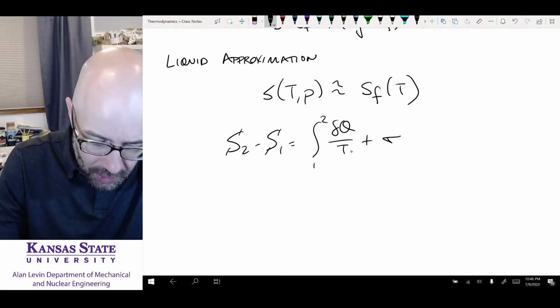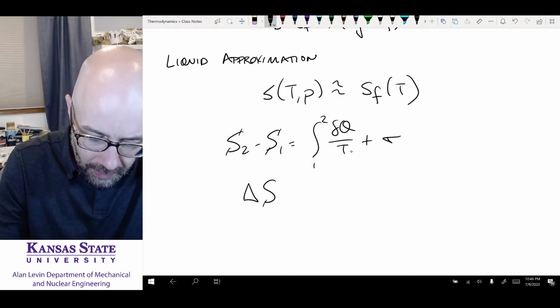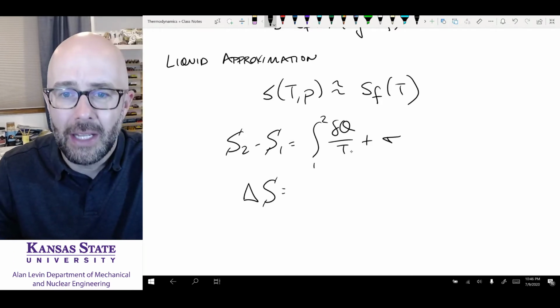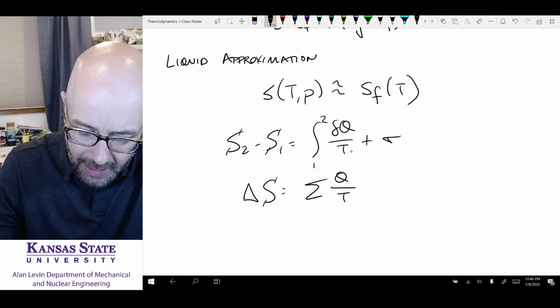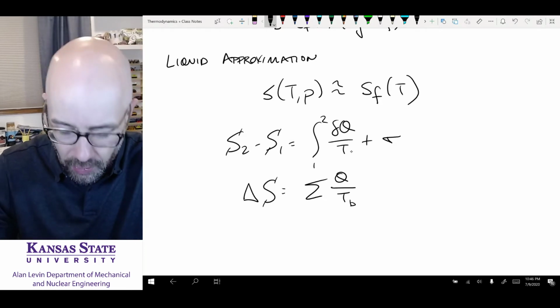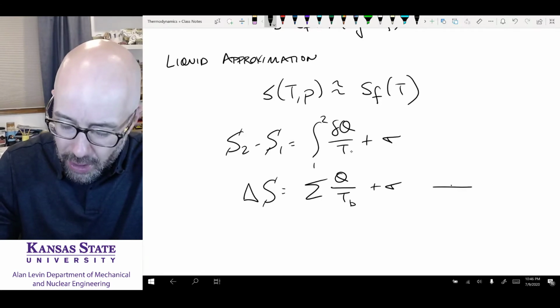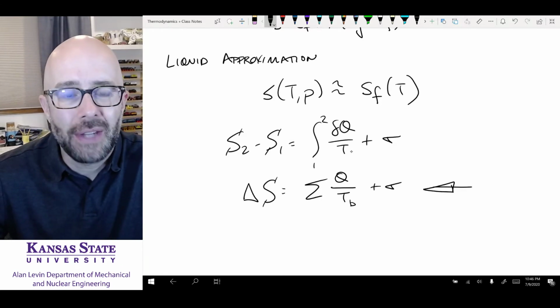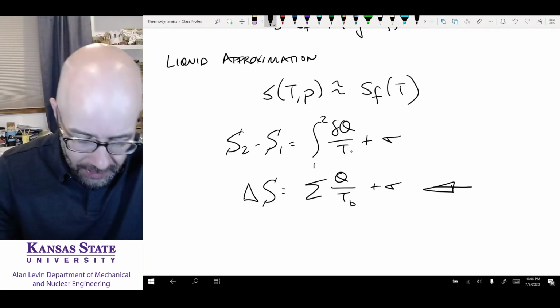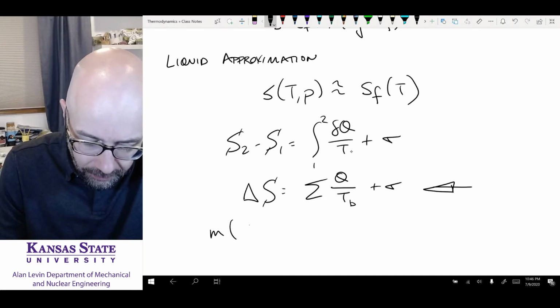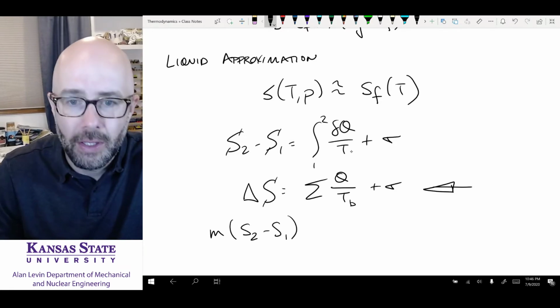I'm going to say we can write it this way: delta S is equal to, and I'm going to replace this integral with the summation of heat transfer and the temperature at which that heat transfer occurs, and I'm going to put the temperature of the boundary, plus sigma. This is the way you're probably going to use it more often. Delta S, just like delta U, just like delta H, is going to be mass times S2 minus S1.